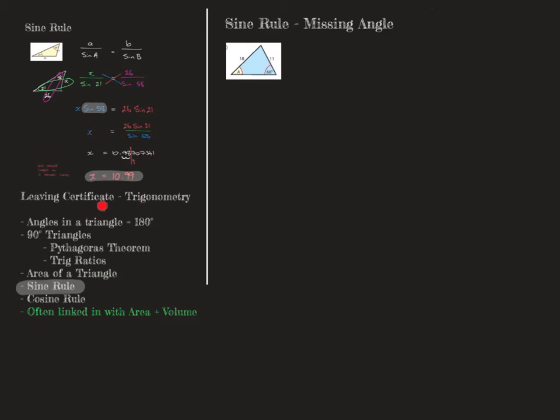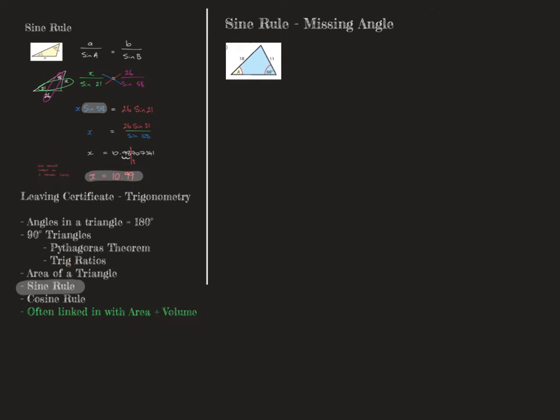Just to see what we're at, we're leaving out trigonometry. Angles in a triangle adding to 180. In this case, that won't help us because I don't know two angles. If I knew this angle, I'd be able to work out what A is, but I don't. So we go back and look at 90-degree triangles. We don't have a 90-degree triangle, so we can't use Pythagoras' theorem, and we can't use trig ratios.